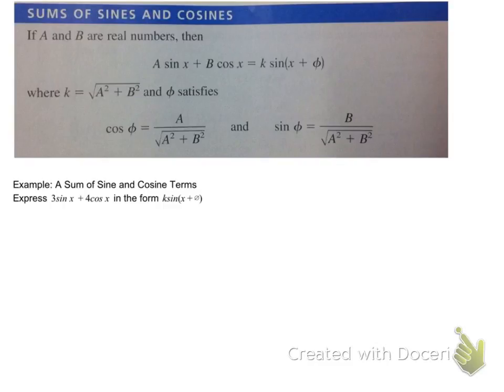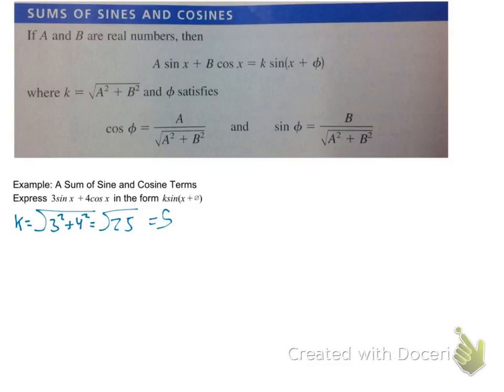So our problem is 3 sine x plus 4 cosine x, to write in the form k sine of x plus, I changed it to an empty set on the bottom. I'm not exactly sure the name of it, I'll have to look that up. So k is equal to the square root of a squared plus b squared. That's not too bad. So k equals the square root of 3 squared plus 4 squared, which equals the square root of 25, which equals 5.